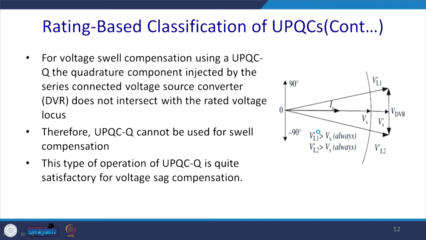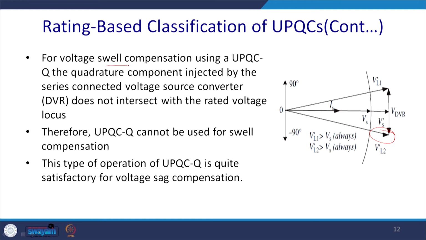Now, UPQC based on P. So, you will have a voltage DVR. Now, what you will inject is in phase with the current. So, real power is required to be pumped, and thus what happens, you get a little higher voltage or less voltage depending on the compensation.